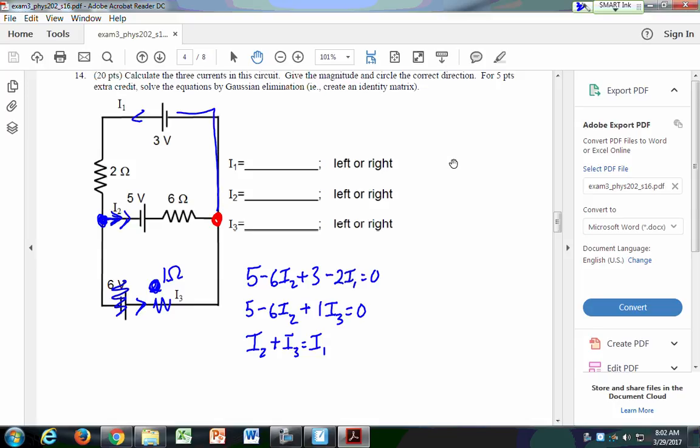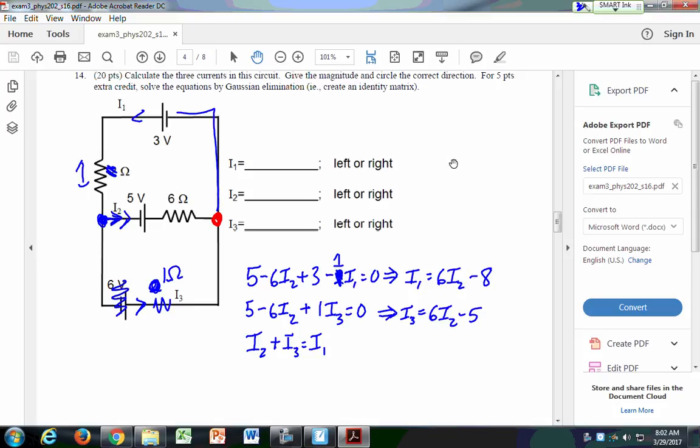So I'll solve this one for I3. I3 equals 6I2 minus 5. I'll solve this one up here for I1. Just to make the math a little easier, y'all, I'm going to make this a 1 ohm resistor. That way I just have 1 ohm right here. And then I1 is just 6I2 minus 8.